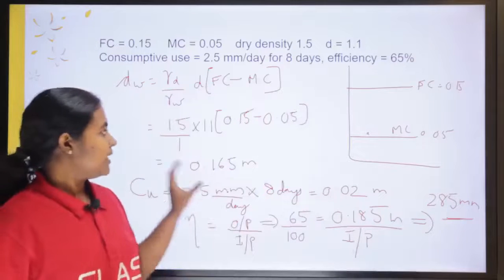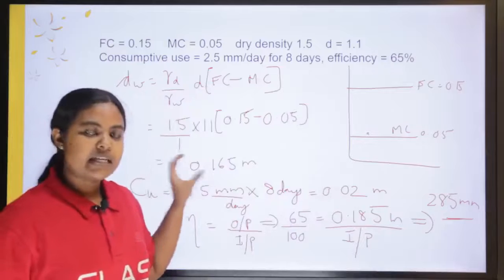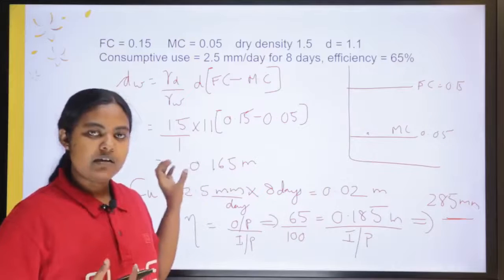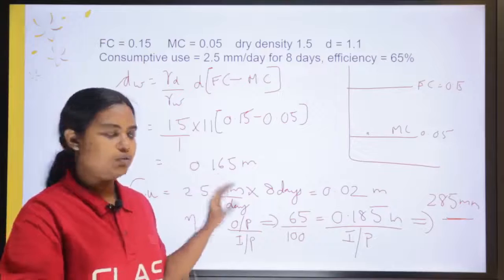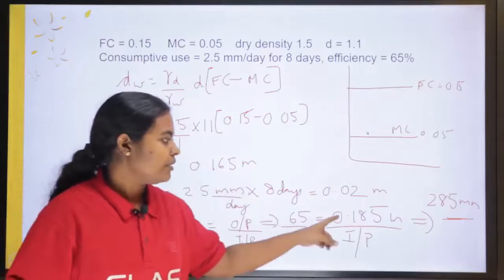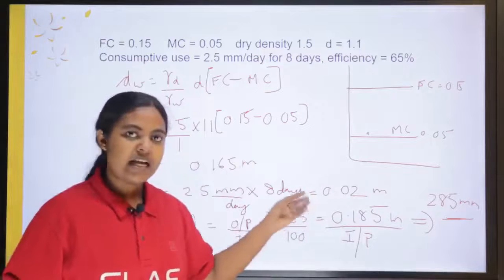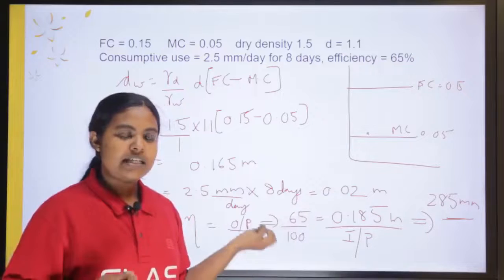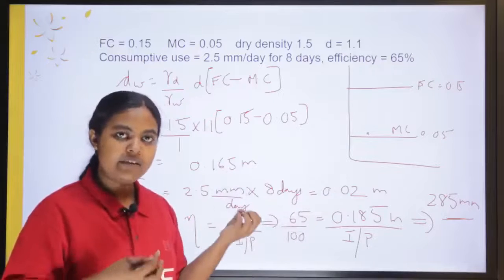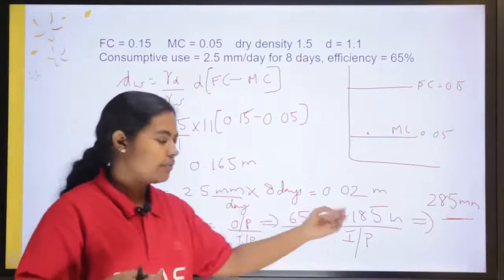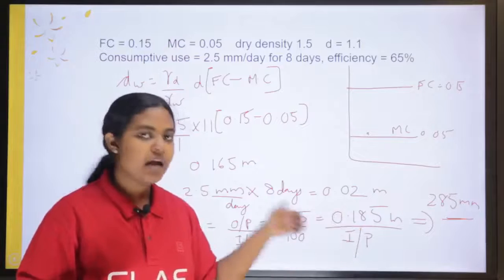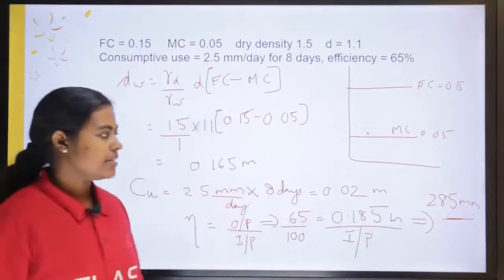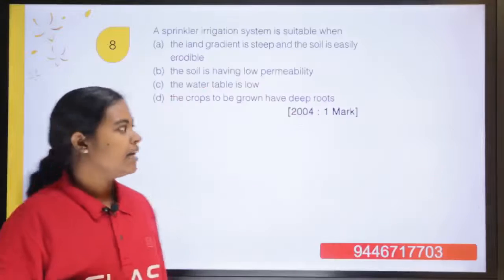Remember that in this depth of water requirement, the consumptive use is not included. That is why the total requirement of irrigation water at the field, or at the output, is 0.185, which is the sum of these two. And since irrigation efficiency is only 65%, that is, if we supply 100, we will get only 65, to get 0.185 we should actually supply more than that, and that is equal to 285 millimeters. Okay, so that is the answer to this question. Next question.